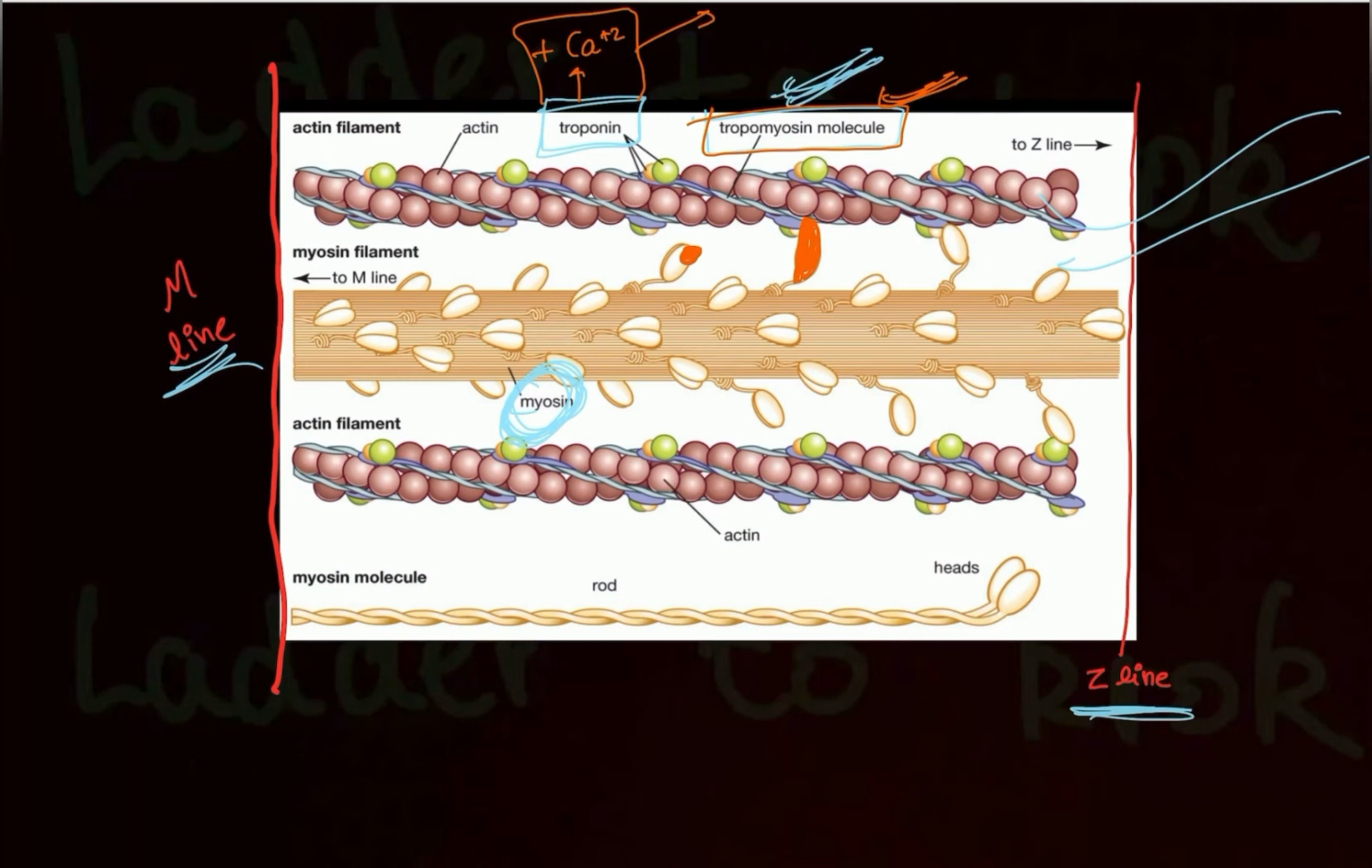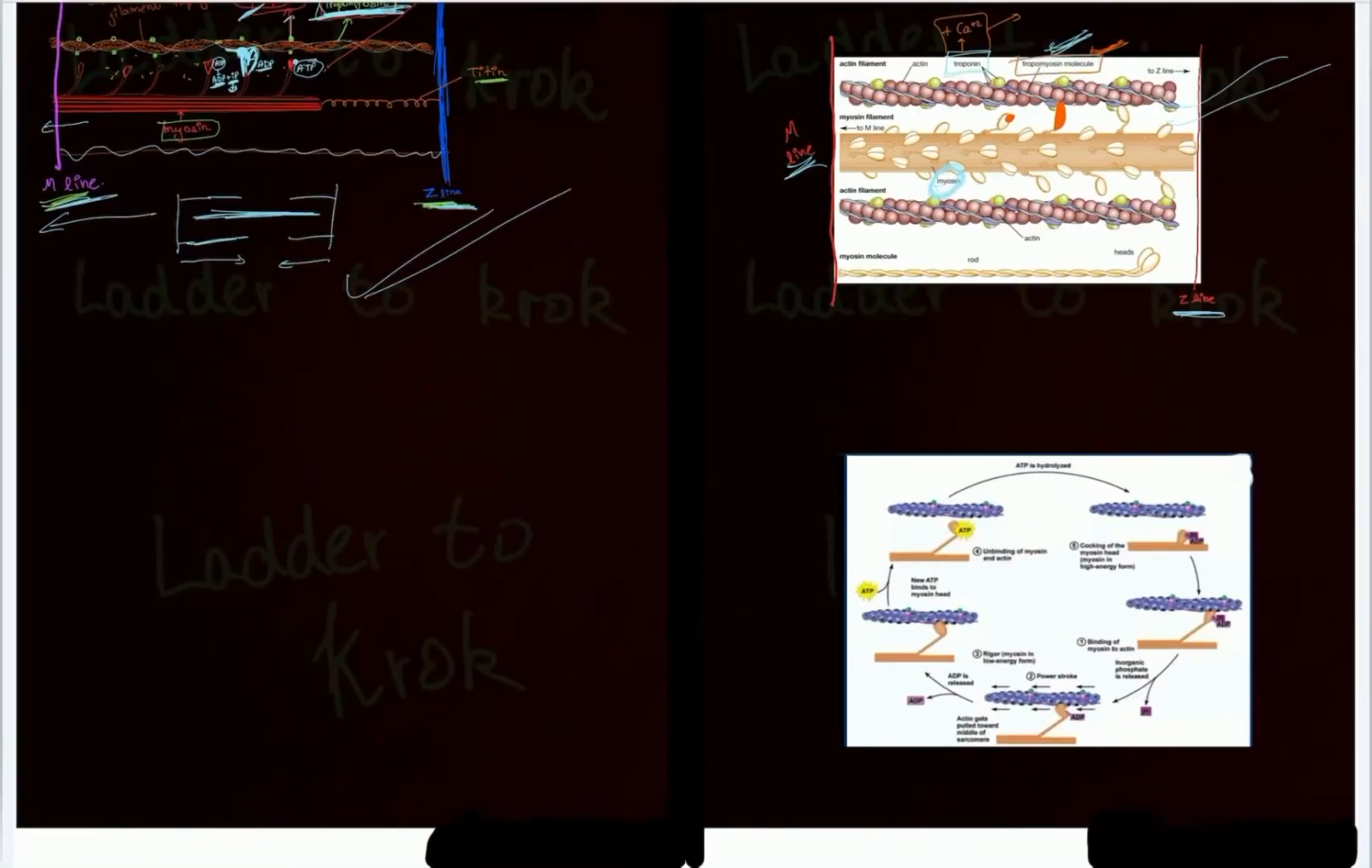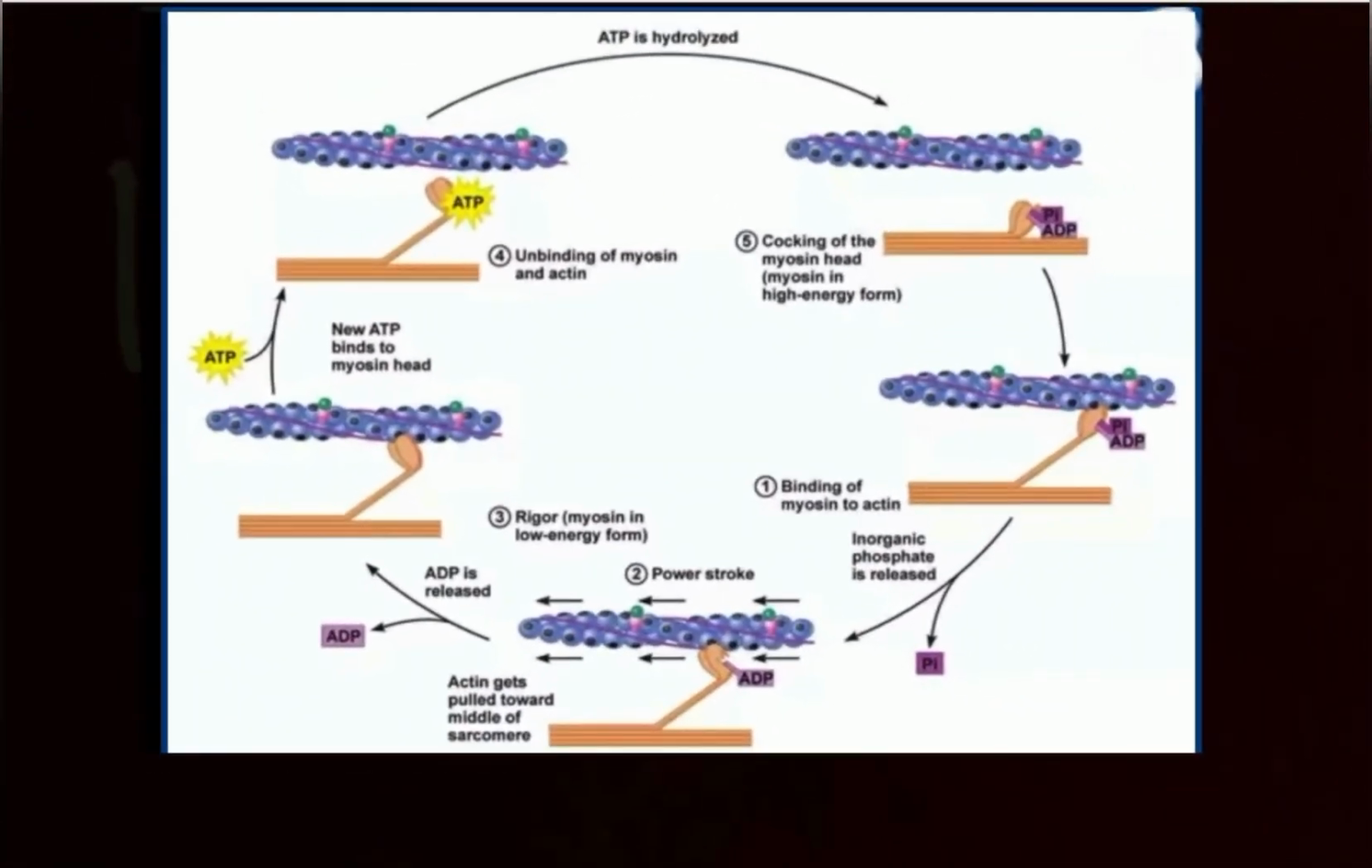Z line, M line, myosin, calcium and troponin. Now here also this diagram is the same thing in a systematic manner. First of all, see, here we have ATP. This ATP will break into ADP plus inorganic phosphate.